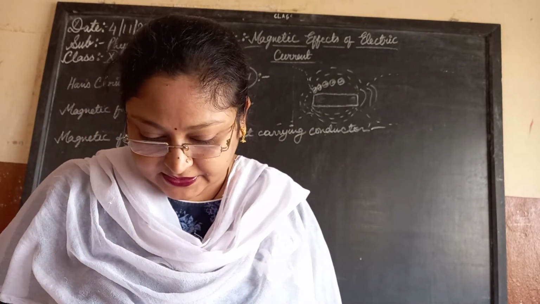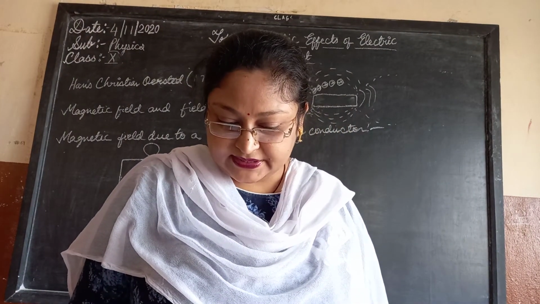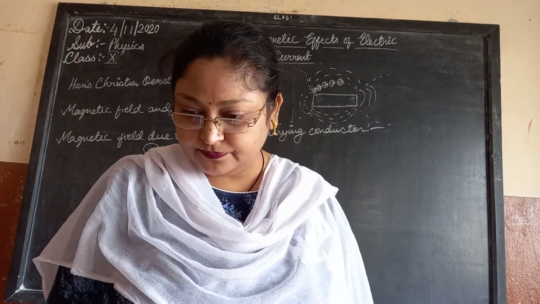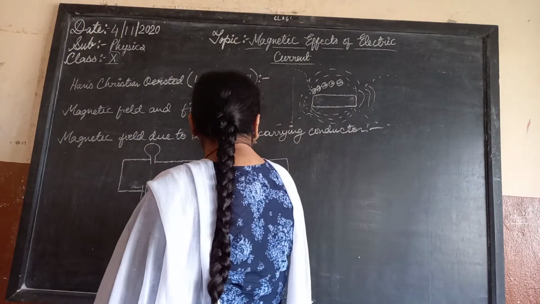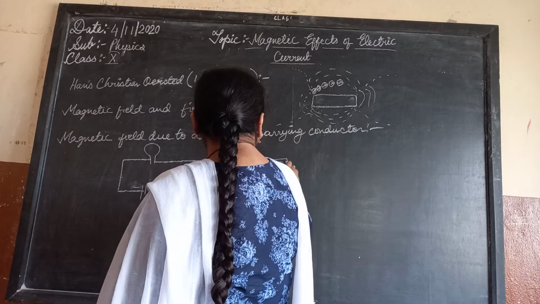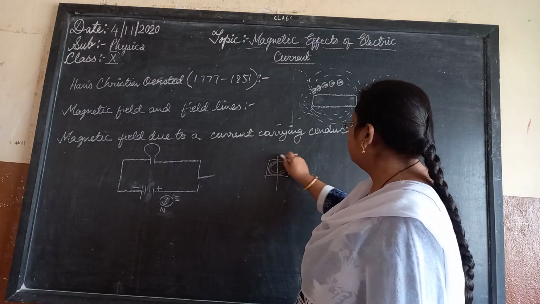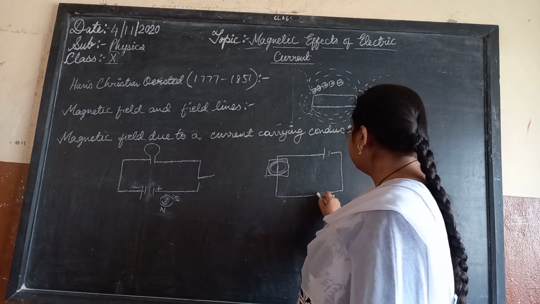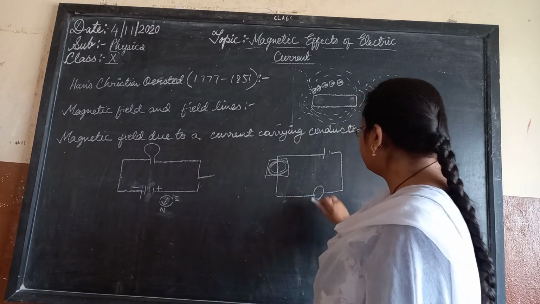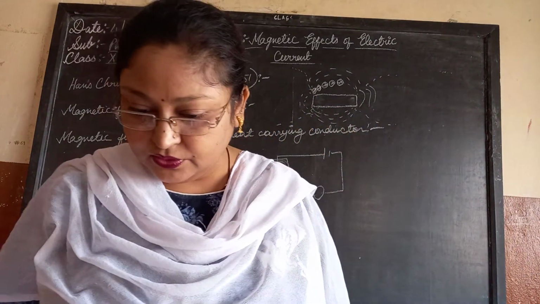We have taken here a thick wire through the center of this particular thick wire. This is connected with the battery, and this is connected with the magnetic needle. So the magnetic field lines are being generated here also.